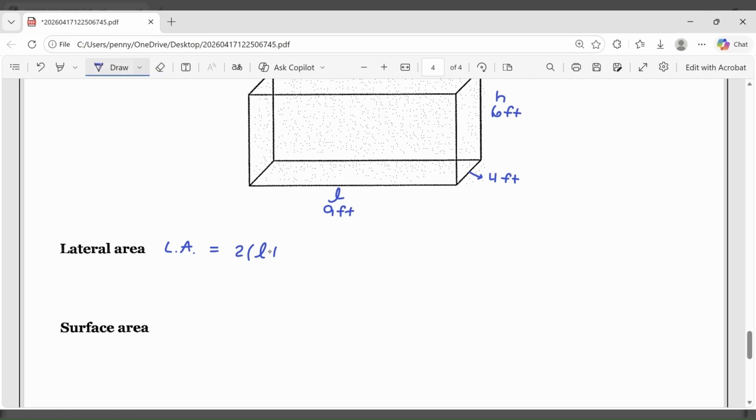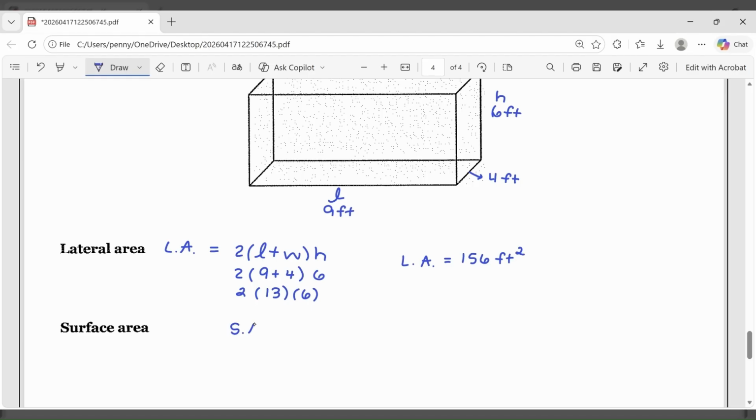2 times L plus W times height. All right, so our length is 9 plus our width of 4. And then our height was 6. So that's going to give us 2 times 13 times 6. I know 13 times 6 is 78, and 78 times 2 is 156. 156 feet squared.